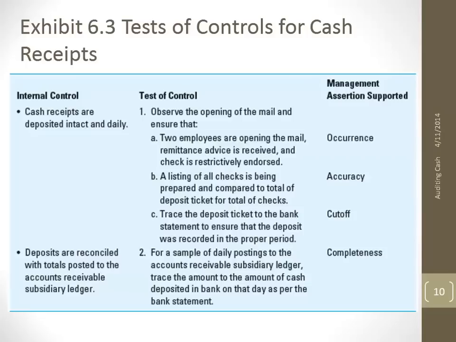So occurrence deals with that, right? So if you have 2 employees opening the mail, you're looking to see that it's a valid cash receipt, that it actually occurred. Looking at comparing the checks to the deposit, make sure that it's accurate. Looking at the deposit ticket, to ensure that it's recorded in the proper period would be an example of cutoff.